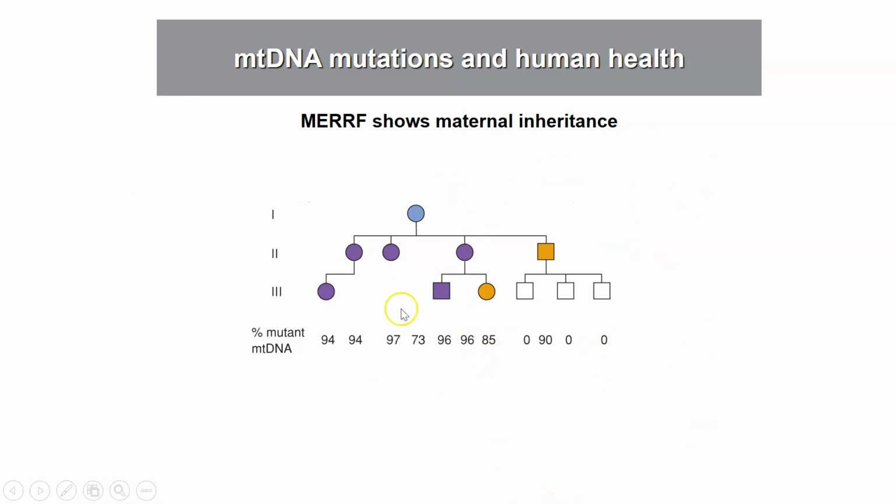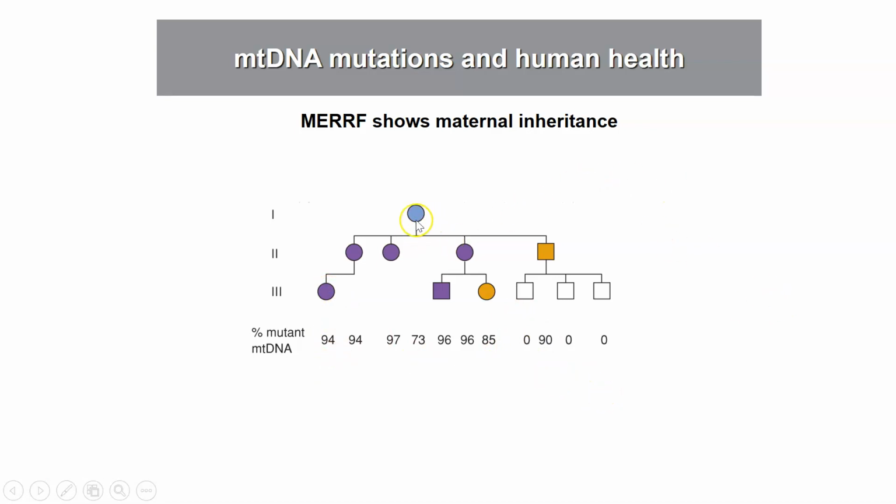This also shows that the symptoms vary in intensity. So purple is probably the most severe. Blue, less severe. Yellow, less severe, and blue, the least. And that correlates with the percent of mutant mitochondria in cells from these individuals. Higher percentage, more severe disease.